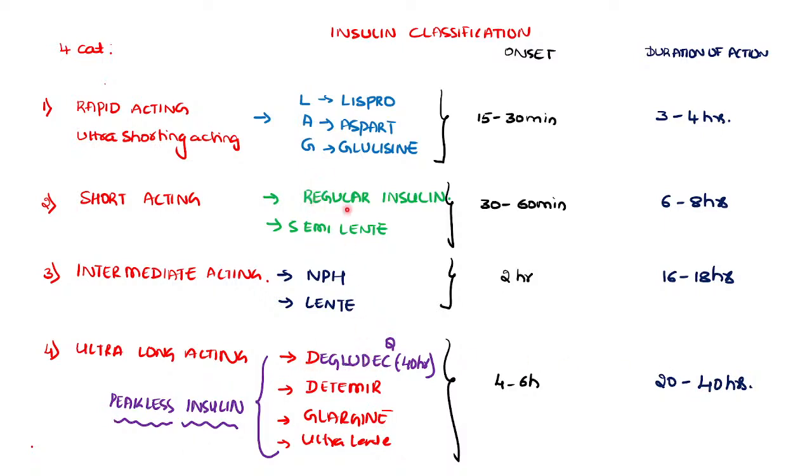And which is the drug which is given particularly through the IV route? It is your regular insulin. All the insulins are given through the subcutaneous route, whereas the regular insulin is given through the intravenous route in the treatment of diabetic ketoacidosis. Hope this will help you in fetching more marks in your exam. So this completes your insulin classification, which is a high yield topic.